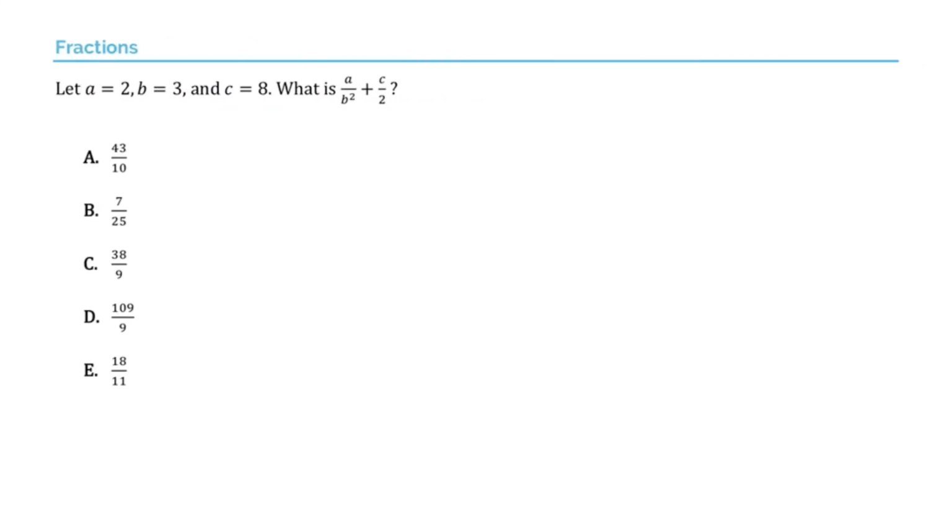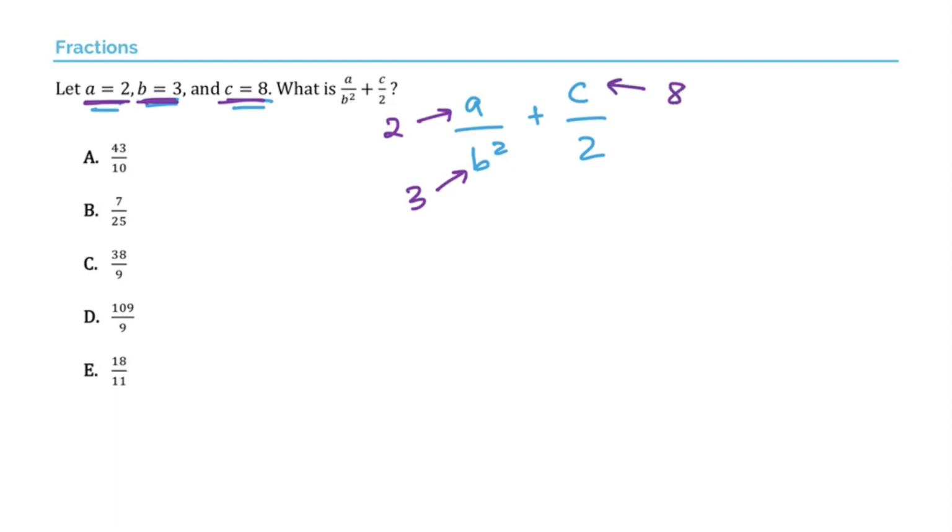All right, moving on to our next question. This one's actually a little bit easier, has fewer steps than the one we just did. So they're telling us that A is 2, B is 3, and C is 8. So if we want to know what A over B squared plus C over 2 equals, basically we're going to take that A equals 2, plug it in there. We're going to take that B equals 3, plug it in there, and that C equals 8, and plug it in there. So let's see what we end up with.